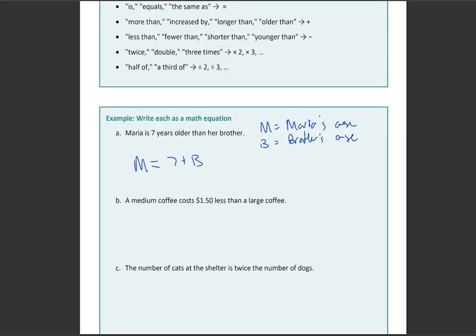For the next one we have, a medium coffee is $1.50 less than a large coffee. So you want to write down M for the medium coffee. We got L for the large coffee. And so the medium coffee is $1.50 less than the large coffee. So we're going to take the large coffee and subtract $1.50. And that's how you get the price of your medium coffee. So we've translated again that sentence into a math expression.